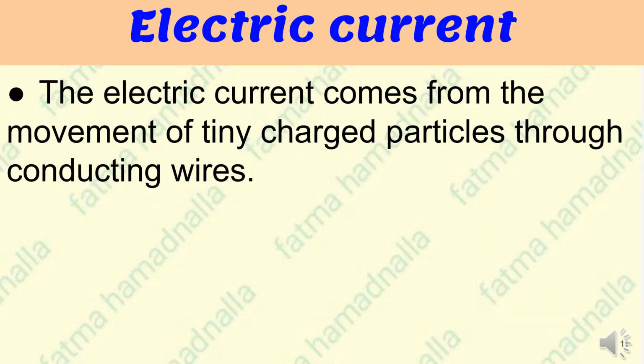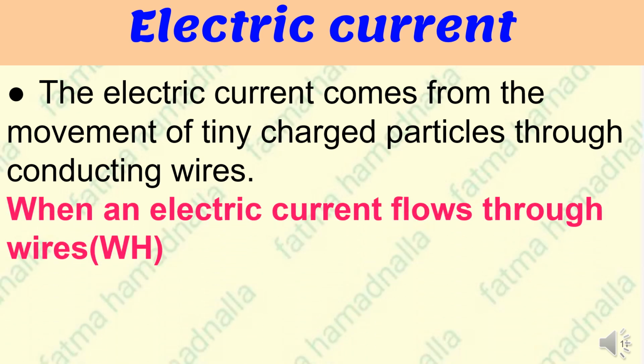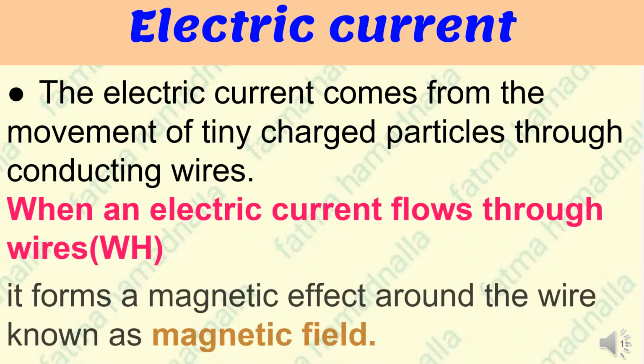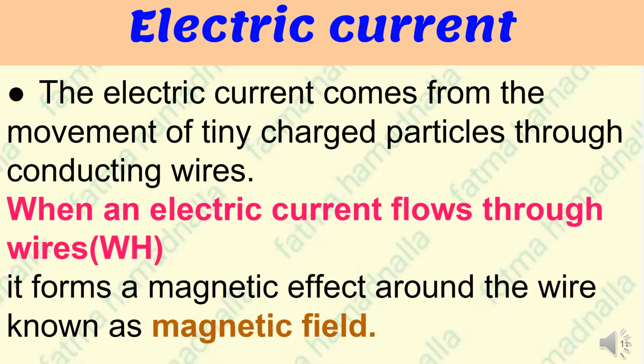The electric current comes from the movement of tiny charged particles called electrons through conducting wires. When an electric current flows through these wires, it creates a magnetic effect around the wire known as a magnetic field. Let's talk more about a magnetic field.